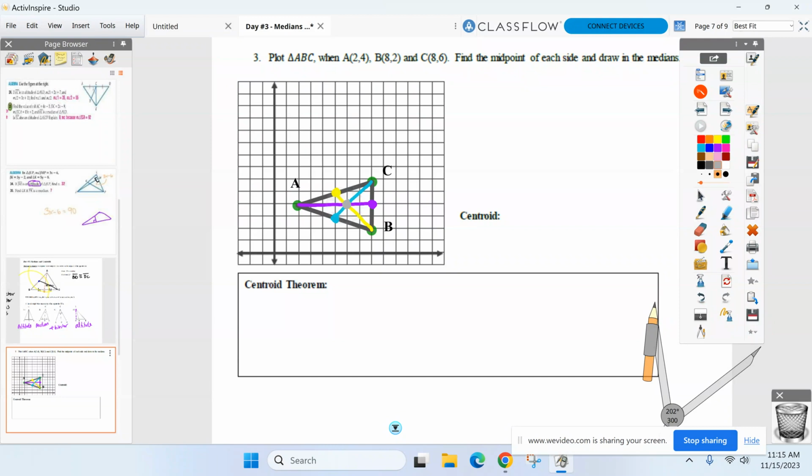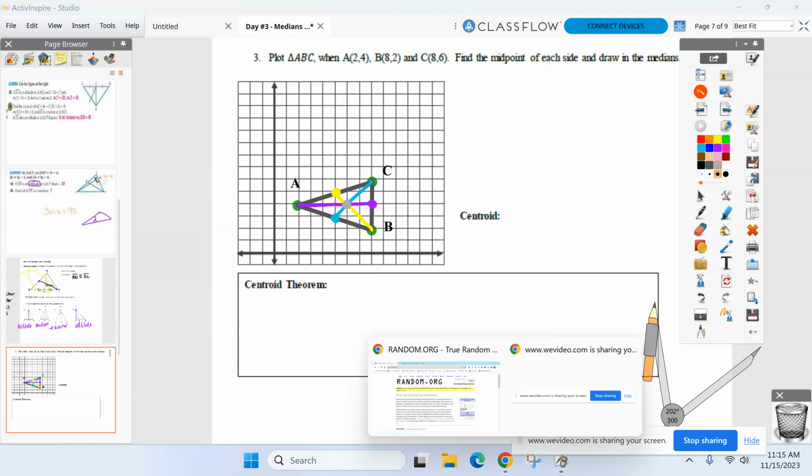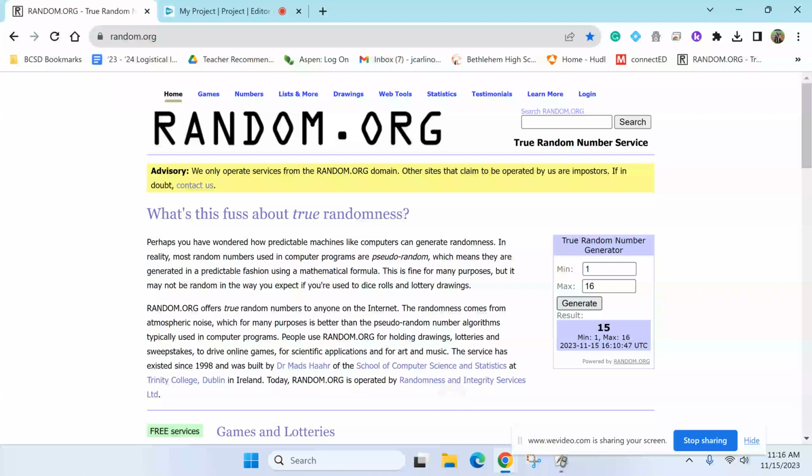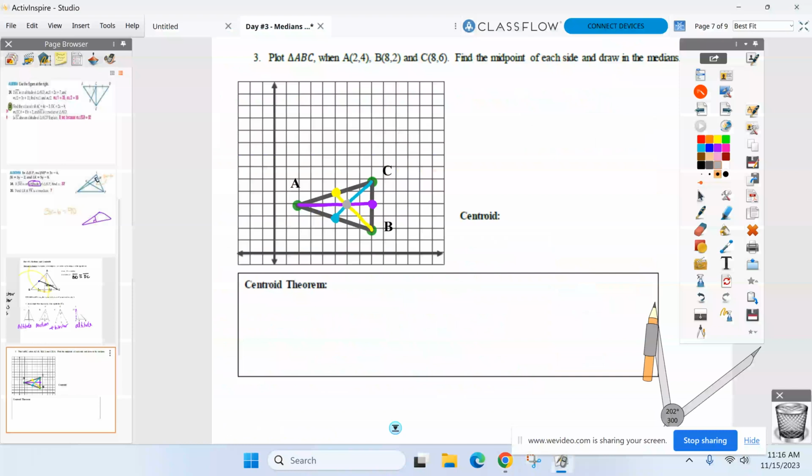Maybe toss a little vocabulary term at me here when I ask you this. What do you notice about all three medians in a triangle? If not, that's fine. Thomas, what do you notice about them? Oh, they're congruent. Congruent? Or concurrent. Concurrent. Yep. Everyone see that? All three medians in a triangle are concurrent.